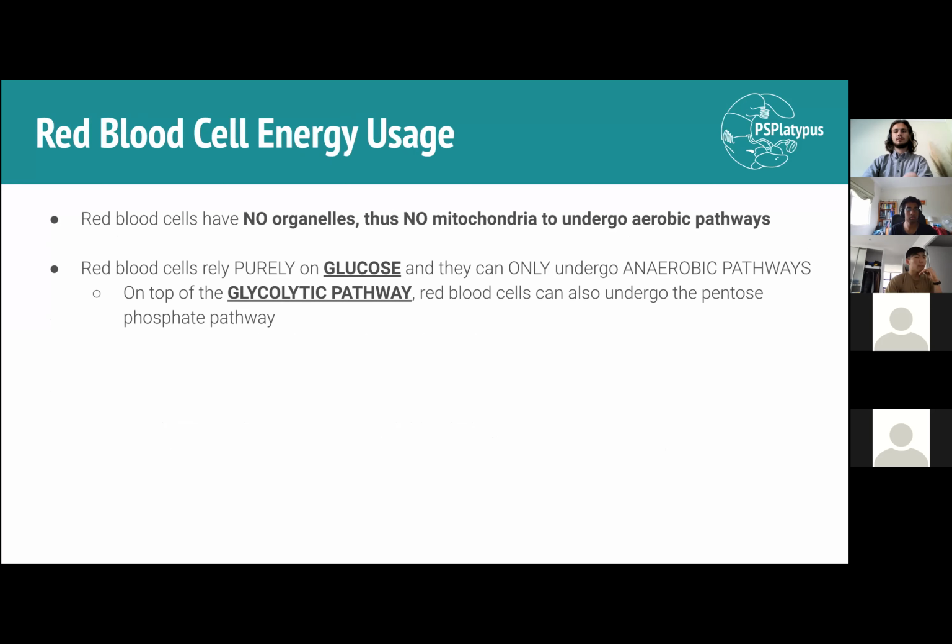Red blood cells have no organelles, as their primary function is to carry oxygen, and no mitochondria. So the only way that they can produce energy is through the anaerobic pathway. As such, red blood cells purely rely on glucose, and they can only undergo anaerobic respiration to get energy.